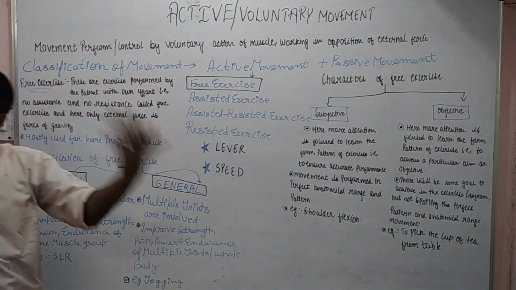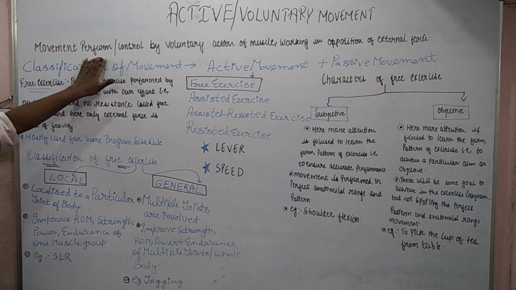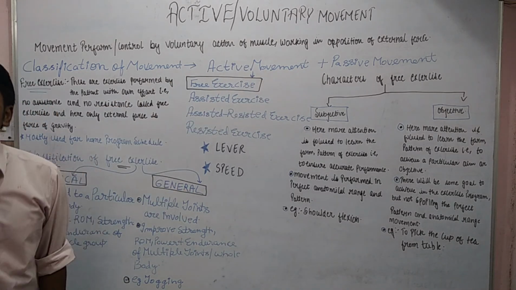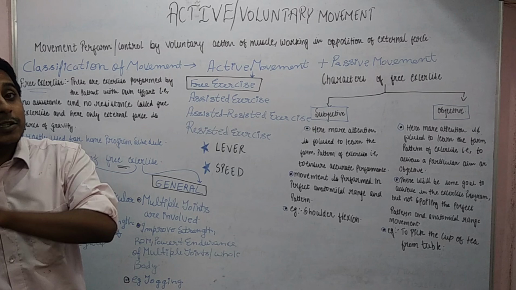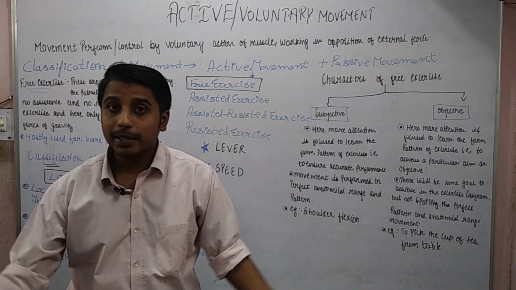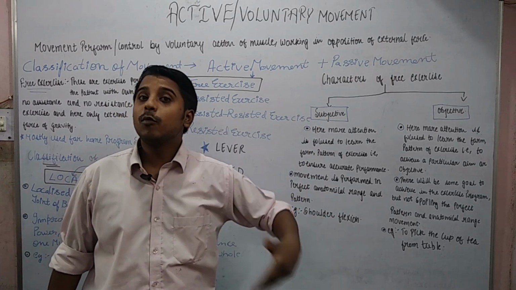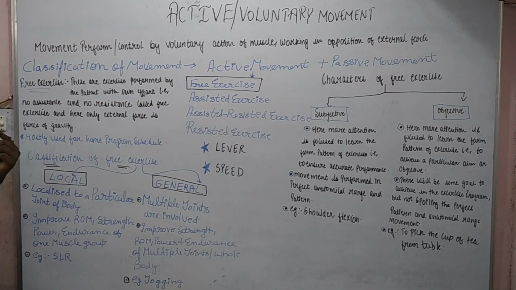So now if anybody asks you for the definition, you can say it is the movement which is performed and controlled by the voluntary action of muscle which works in opposition to external force. External force is usually gravity, but we can add resistance by applying manual or mechanical resistance. So this is about the definition.